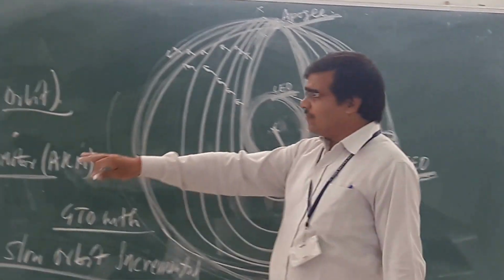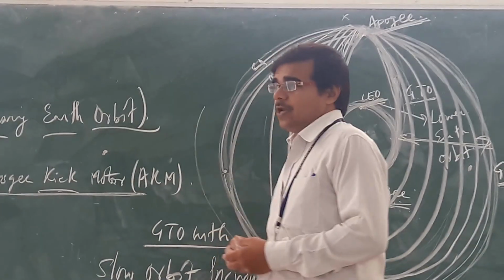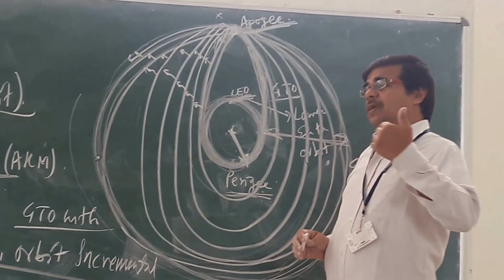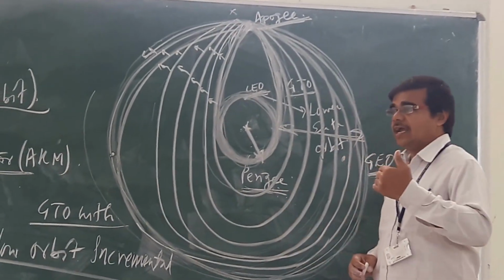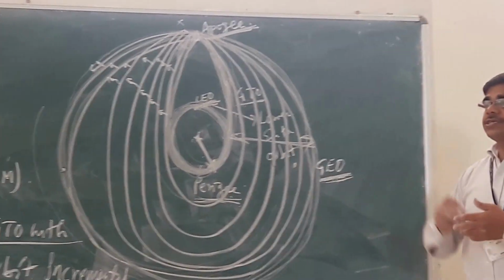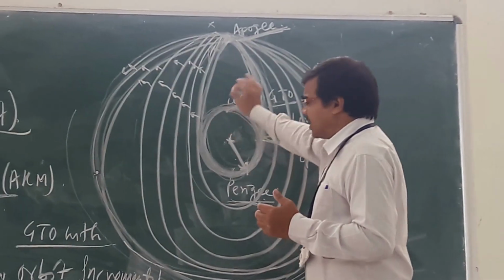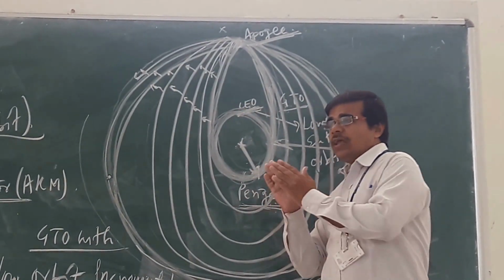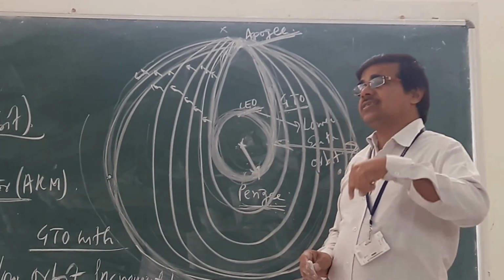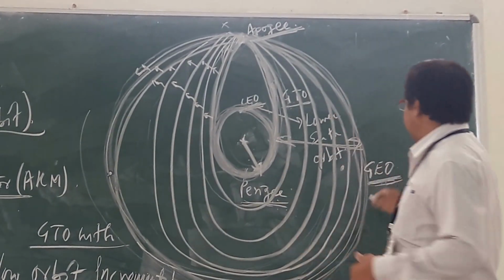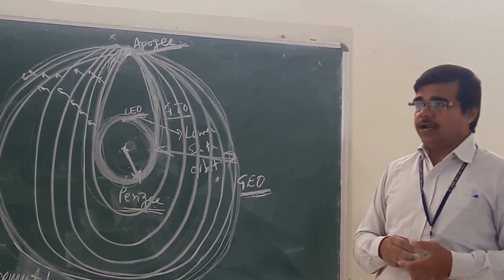But in case of your direct insert to geostationary Earth orbit, here what is happening? It is the responsibility of the launch vehicle to launch the satellite at your geostationary Earth orbit. Okay, so here the process is also similar, but only one difference is there, that the launch vehicle is responsible for placing the satellite in your geostationary Earth orbit.